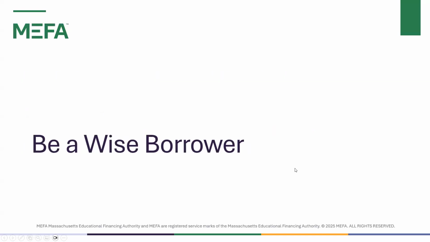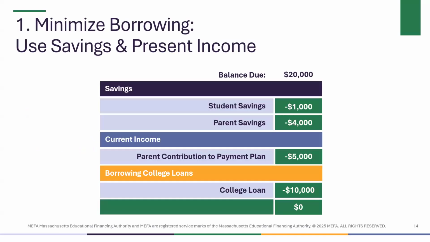So once you've looked at the different loan options that are out there, there is additional guidance and education that we'd love to share to help families and students be wise borrowers. First, I like to talk about our combination plan so that you can really think about using savings and current income before you look at borrowing. Borrowing should always be a last resort.